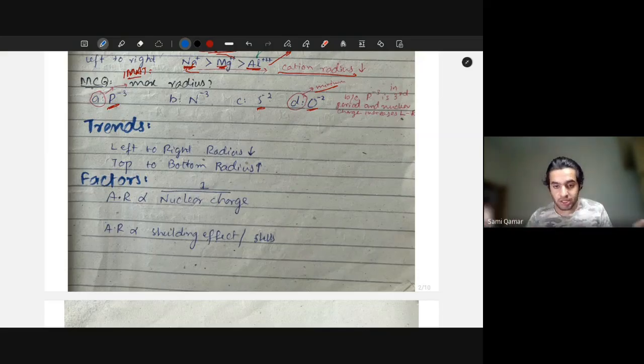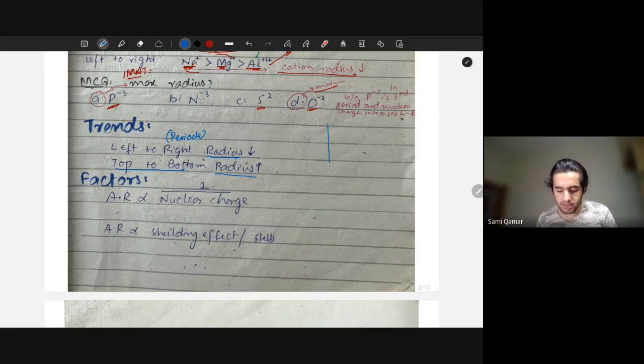Now the general trend of atomic radius, not anionic or cationic, atomic radius. Going left to right in a period, the atomic radius will decrease. And going top to bottom in a group, the radius will increase. Why does that happen?